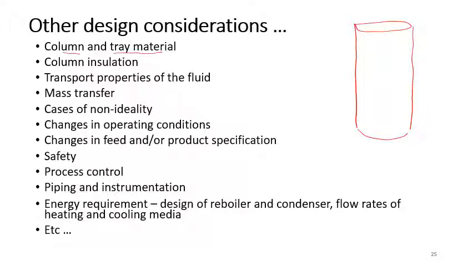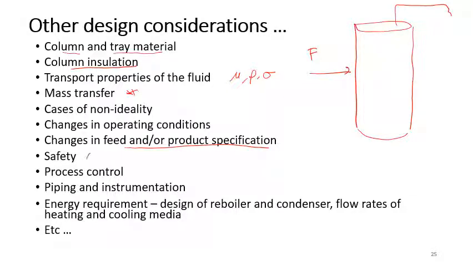And then another one is to consider the column insulation to prevent heat loss, and also the transport properties of the fluid, the viscosity, the density, the surface tension, to ensure sufficient mass transfer. And then you need to think of the cases of non-ideality. What if there's a change in your operating condition? What if your feed temperature changes? What if you need to supply the distillate at a lower or higher temperature? And then changes in the feed or product specification, purity, and stuff.